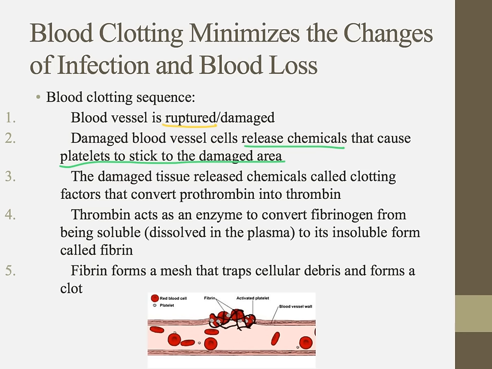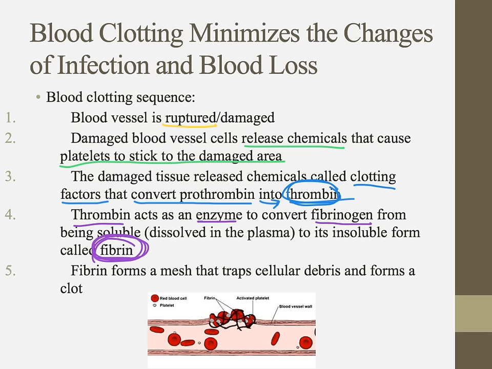All right. The damaged tissue releases chemicals called clotting factors, okay? So in addition to releasing chemicals that cause platelets to come in, they release clotting factors, and these clotting factors are kind of triggers that are going to convert prothrombin into thrombin, okay? So this guy is kind of like the Hulk, and I always forget what the Hulk is when he's not super mad, but that guy's name. We're going to convert prothrombin into its gnarly, awesome, super cool thrombin form. Okay, that thrombin is then going to act as an enzyme to convert fibrinogen into an insoluble form called fibrin, okay? So thrombin is kind of like the super awesome, gnarly version of prothrombin. Fibrin is the super awesome, crazy, cool version of fibrinogen.